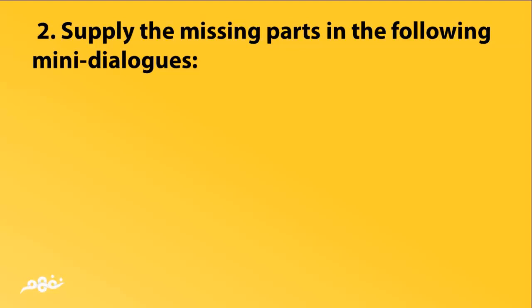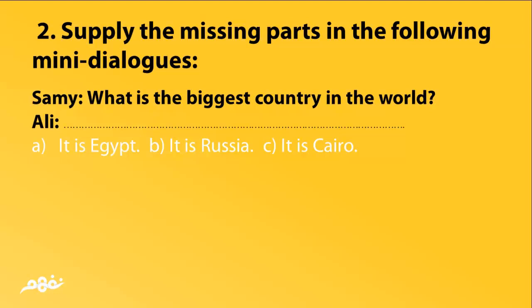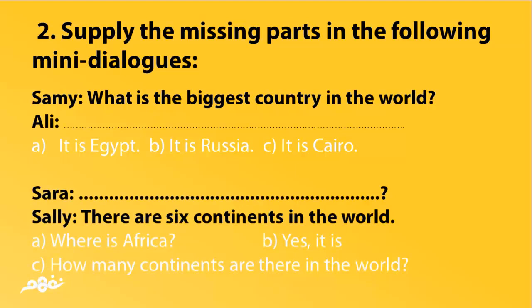Now supply the missing parts in the following mini dialogues. What is the biggest country in the world? We are having three options here, A, B, and C. It's Egypt, it's Russia, it's Cairo. Of course, it's Russia, the biggest country in the world.